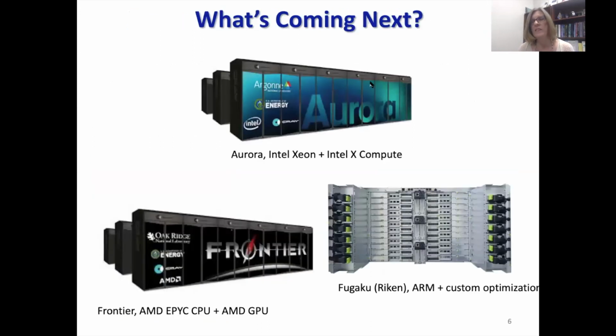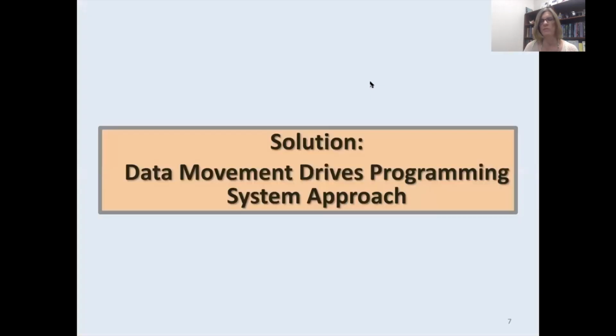And now, if we look at what's next, these are announced systems with even more architectural diversity. We have new offerings from AMD, Intel, and ARM. And now we have even more programming models, including HIP and SYCL. So how do we unify software development across these architectures so that programmers have a way to develop performance portable code? Our solution is for data movement to drive the programming system.